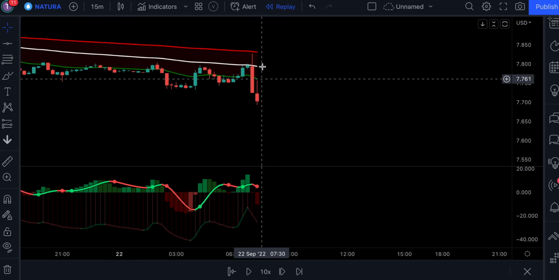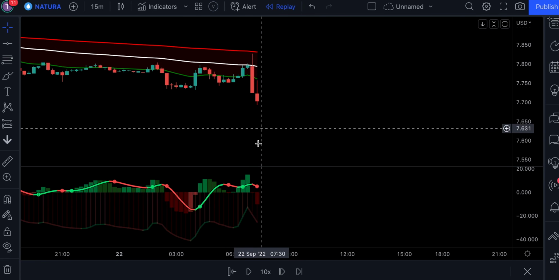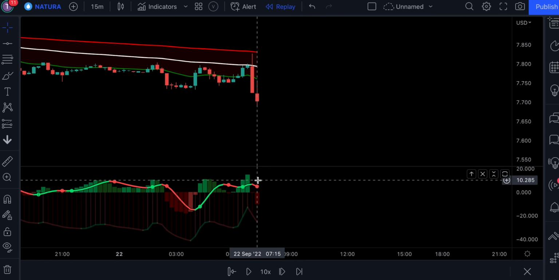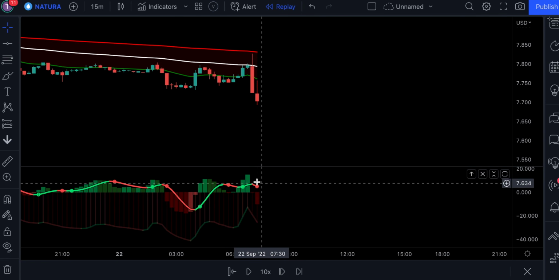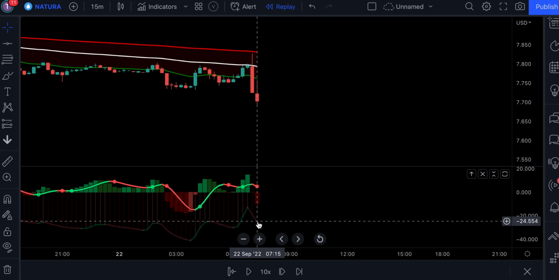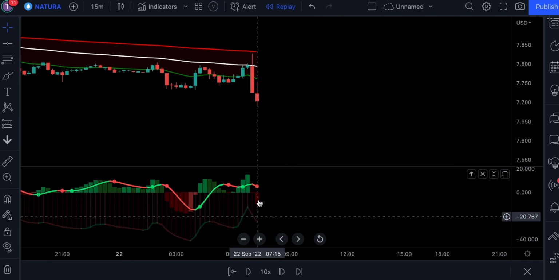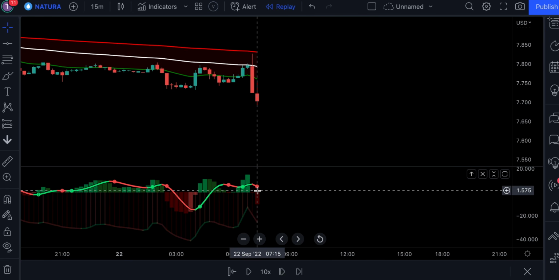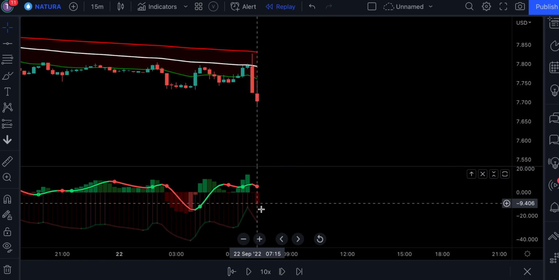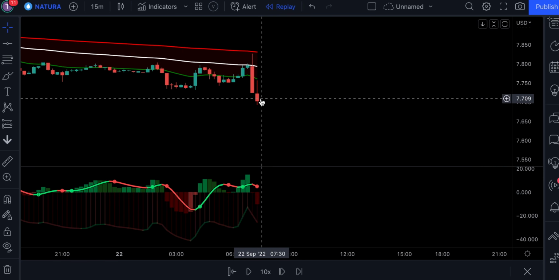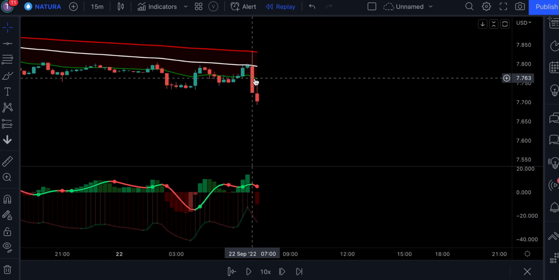Once the pullback has been created, the BX Trender indicator must issue a valid sell entry. For that, a red circle must appear on the indicator, and the secondary indicator line must be red, and it has to be positioned below the zero level. And finally, at the time the indicator issues a valid sell entry, the price action must be closed below the 21 EMA.